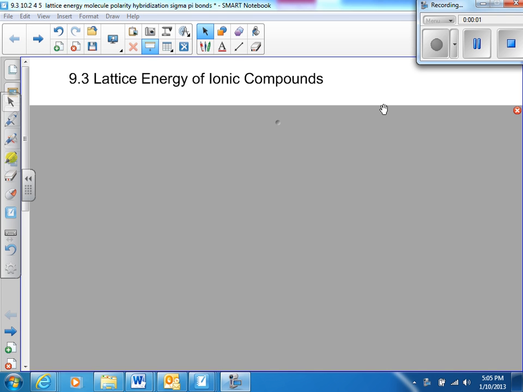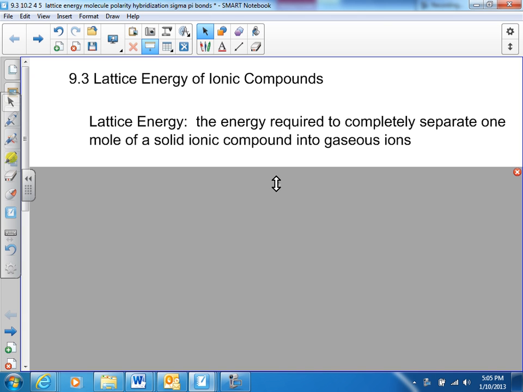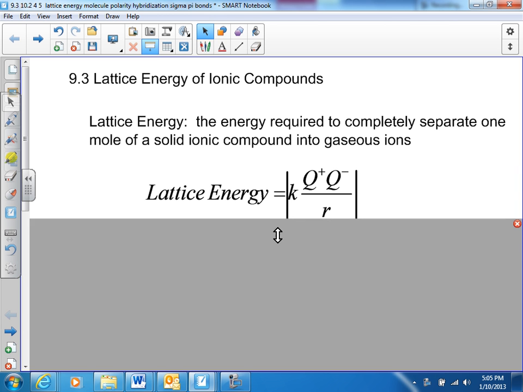So today we're going to learn about lattice energy. Lattice energy is the energy required to completely separate 1 mole of a solid ionic compound into gaseous ions. And we only talk about lattice energy for ionic compounds.